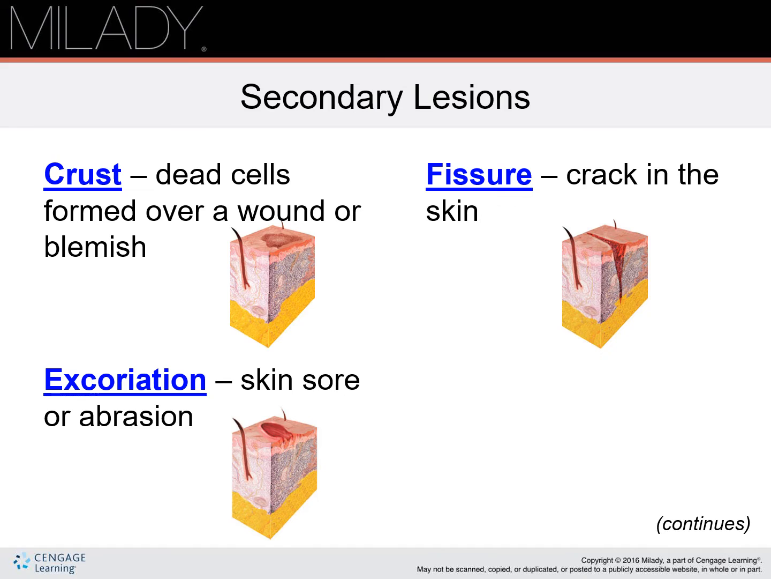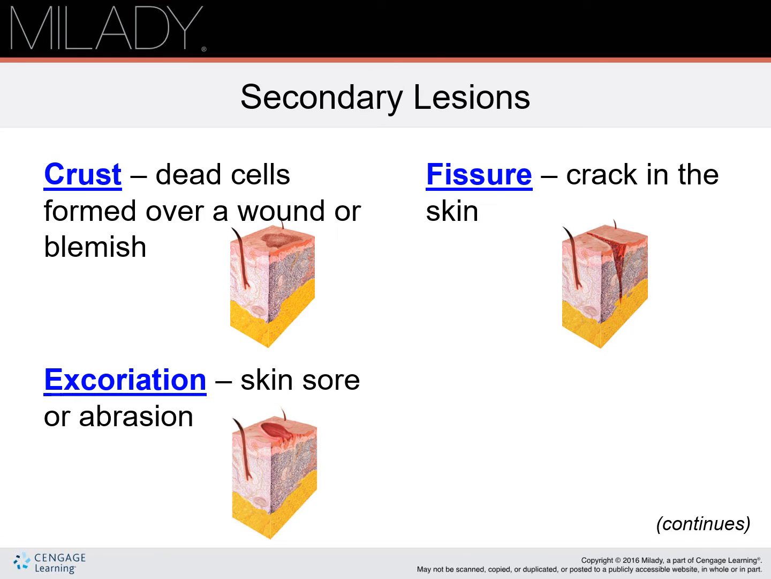Okay, so secondary lesions. What is a secondary lesion? Secondary lesions are characterized by piles of material on the skin surface, such as a crust or a scab, or by a depression in the skin surface, such as an ulcer. So let's talk about some of the secondary lesions. First up, you're going to see a crust. A crust is dead cells that form over a wound or a blemish while healing. It is an accumulation of sebum and pus, sometimes mixed with epidermal cells.